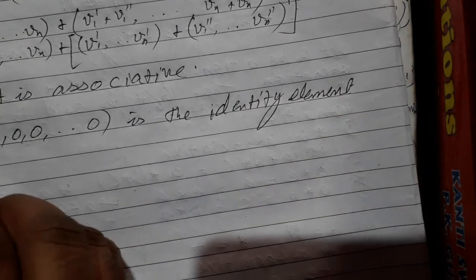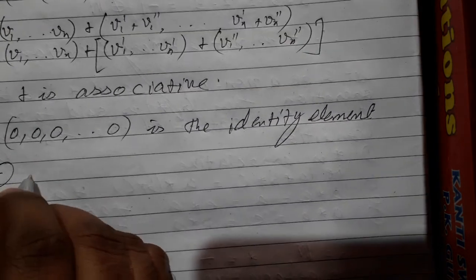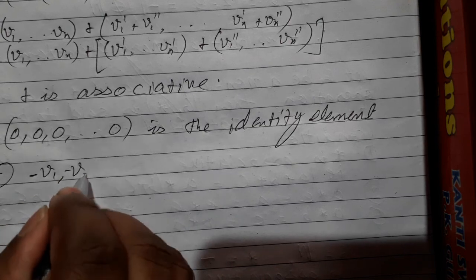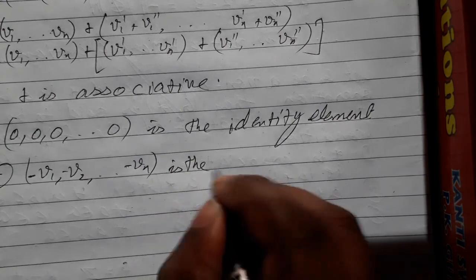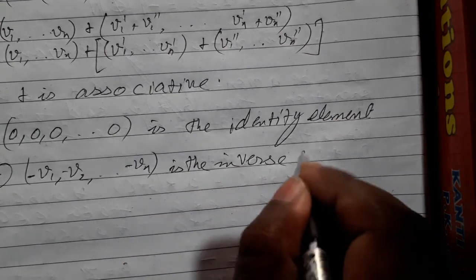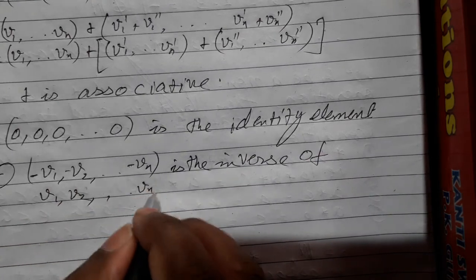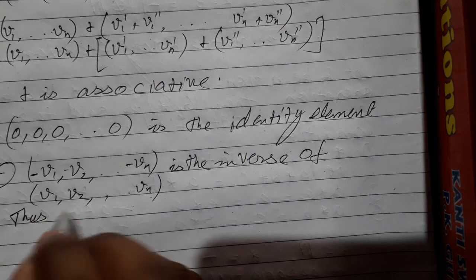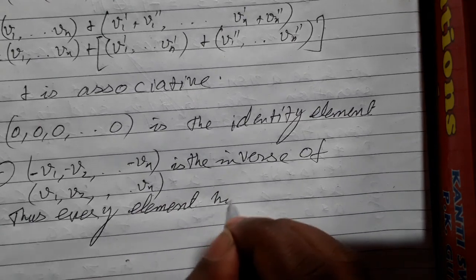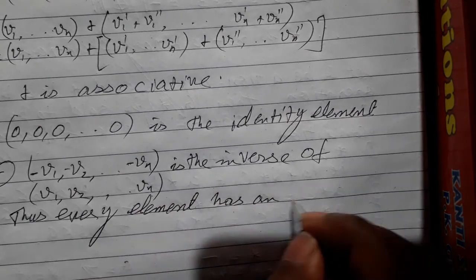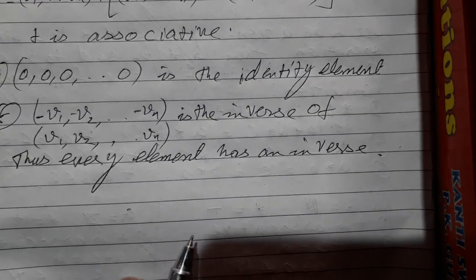And inverse. If I take the vector v1, v2, vn, the inverse is nothing but this: minus v1, minus v2, minus vn is the inverse of v1, v2, vn. Thus every element has an inverse. So we know all the elements have an inverse.